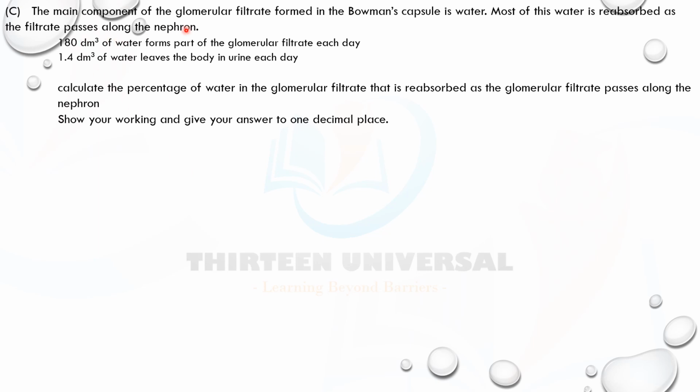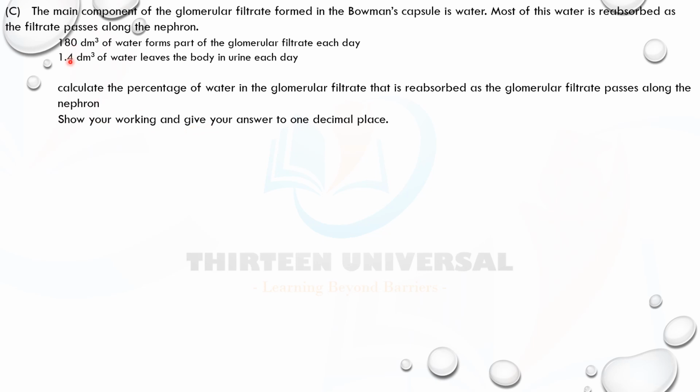Now look at this. The main component of the glomerular filtrate formed in the Bowman capsule is water. Most of this water is reabsorbed as the filtrate passes along the nephron. 180 dm³ of water forms part of the glomerular filtrate each day. 1.4 dm³ out of the 180 leaves the body in urine. Calculate the percentage of water in the glomerular filtrate that is reabsorbed as the filtrate passes along the nephron. Show your working.